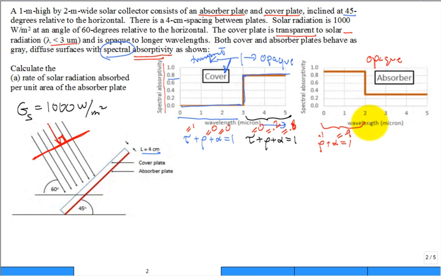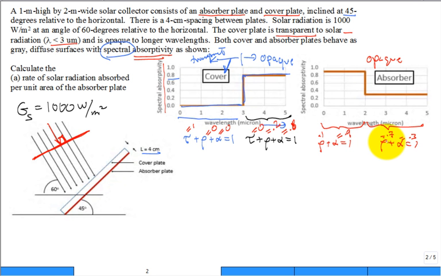And then out in this region, from 2 and beyond, it's still opaque. The absorptivity is 0.3, right? And so it's 0.7 for the reflectivity. All right. We understand now more about this information given the spectral absorptivities.